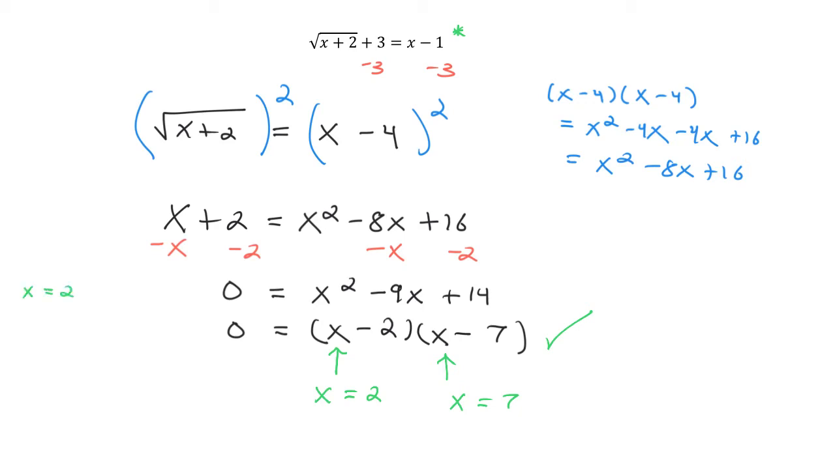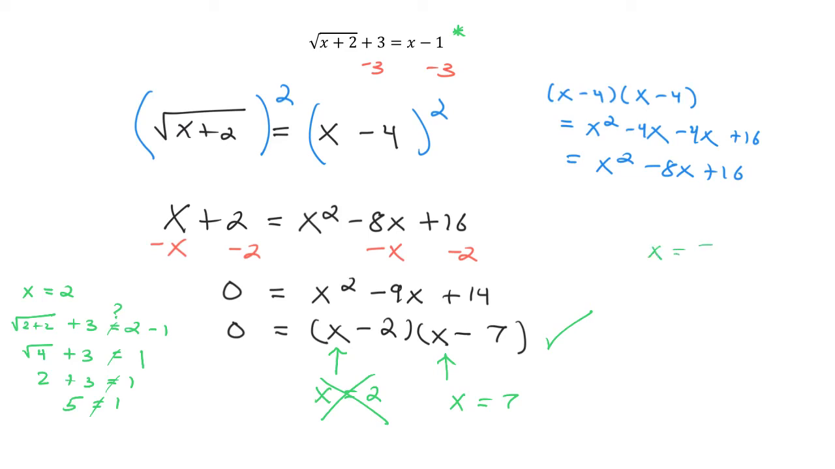So we're checking 2. That's the square root of 2 plus 2 plus 3. Is that equal to 2 minus 1? Okay, that's the square root of 4 plus 3. Is that equal to 1? The square root of 4 is 2. And this is not going to work. 5 does not equal 1. None of those are equal. So this is an extraneous solution. That's no good. But let's try 7.